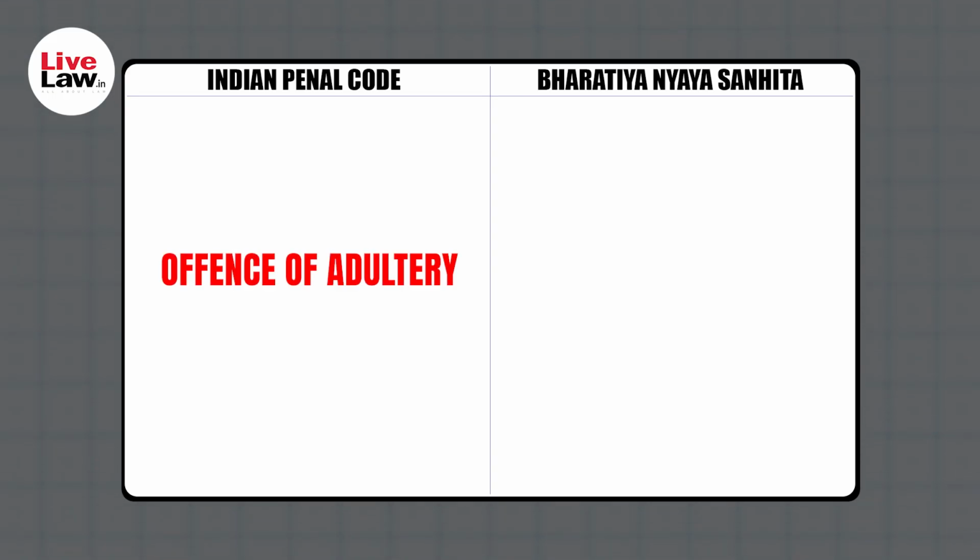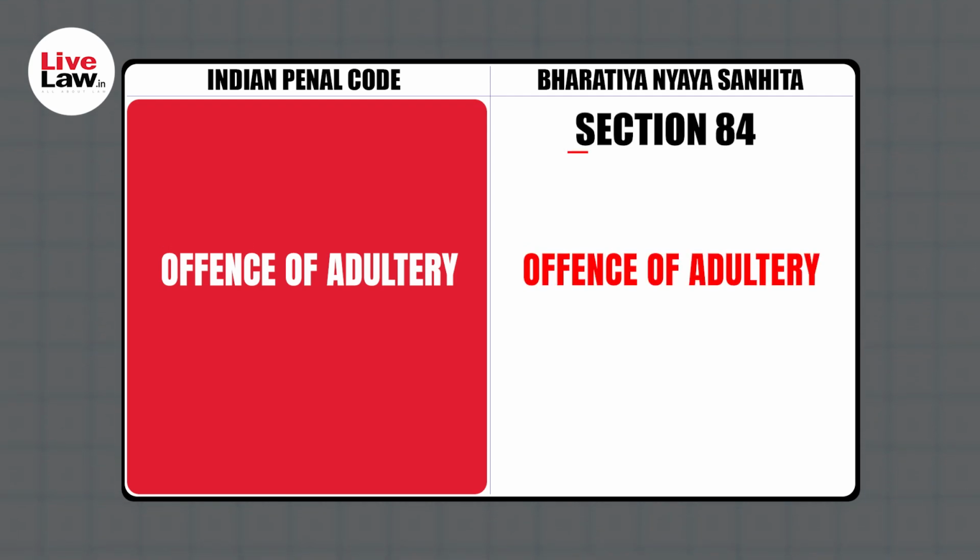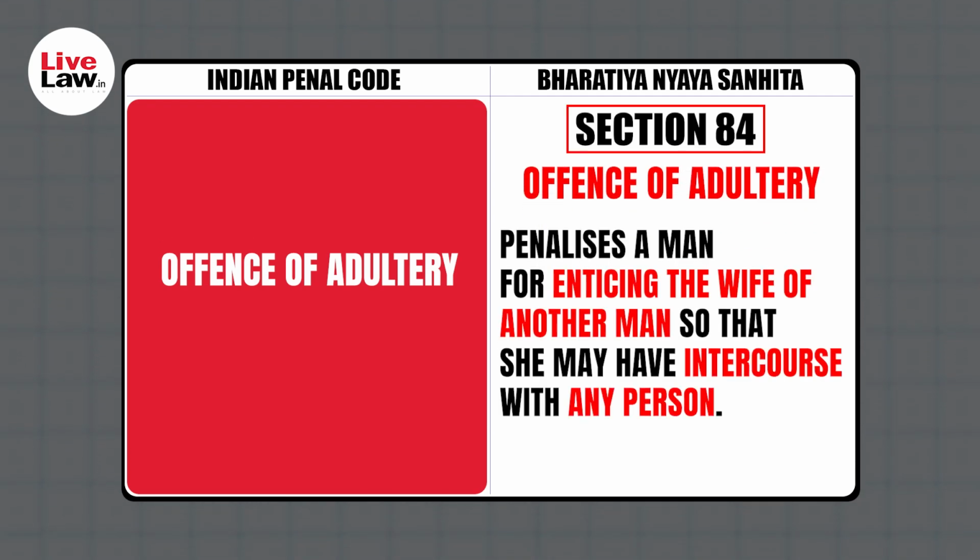The second important point is that in view of the Apex Court's judgment in Joseph Shine's case, the offence of adultery under the IPC was deleted. However, the BNS retains it as Section 84, which penalizes a man for enticing the wife of another man so that she may have intercourse with any person.